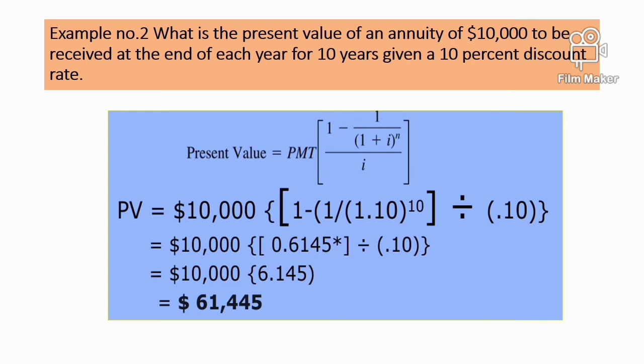So $10,000 times 0.6145 divided by 0.10. And the answer is 10,000 times 6.145. The answer is 61,445.